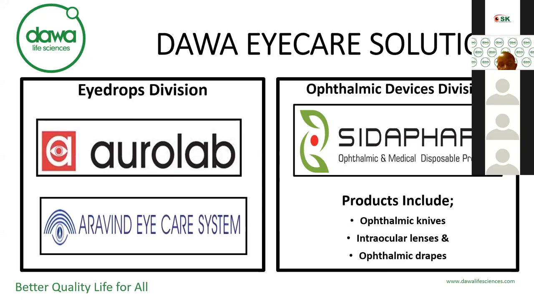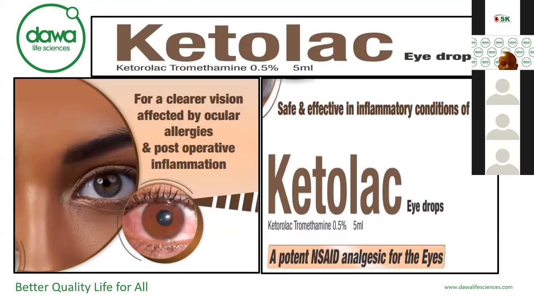This is an overview of the DAWA Eye Care Solutions. We have two divisions. One is the Eye Drops Division, and the other is the Ophthalmic Devices Division. The Eye Drops Division is through the supply of products from Orolab. So we are the company that is licensed to import on behalf of Orolab, which is the manufacturing arm of the Aravind Eye Care System. And then our Ophthalmic Devices Division, we supply the Cedapharm products, which include the ophthalmic knives, intraocular lenses, and the ophthalmic drips.